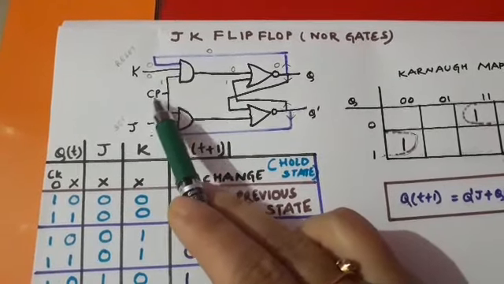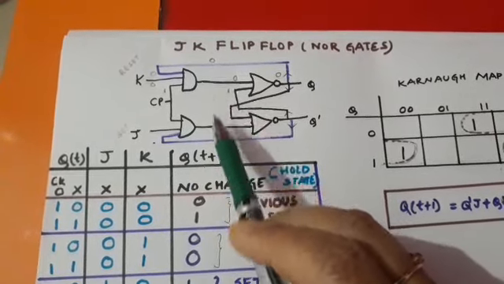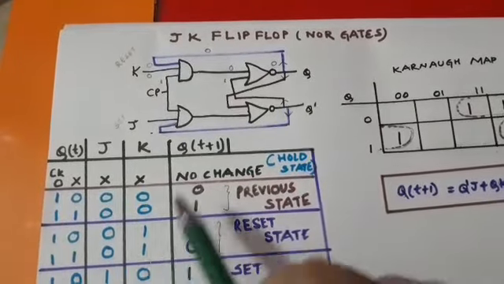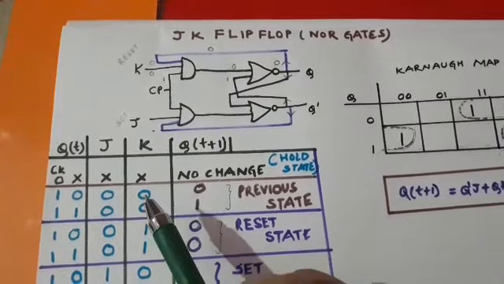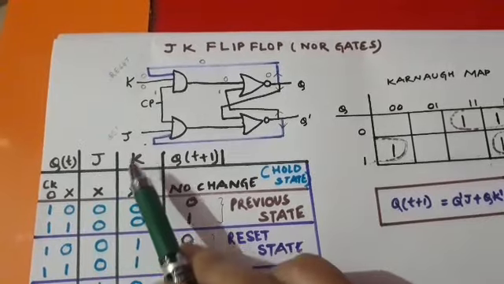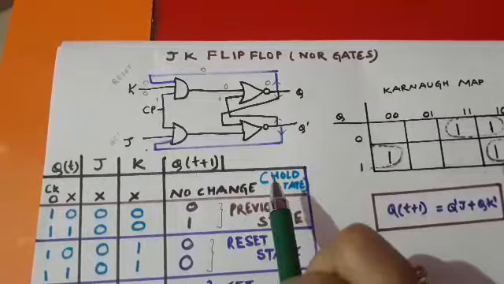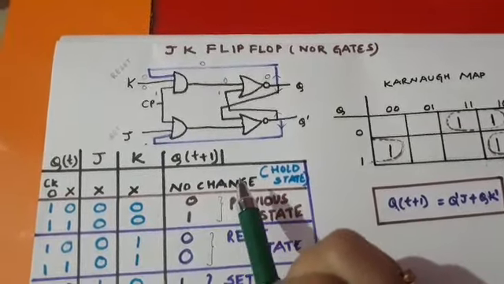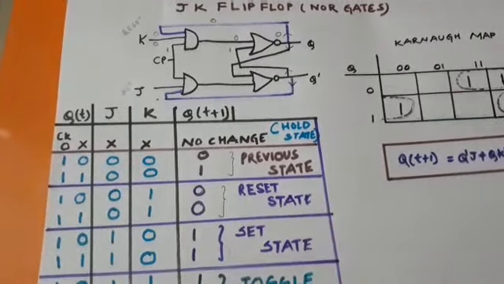As long as this clock pulse is equal to 0, the output will hold the previous state. So we will consider the truth table when the clock pulse is equal to 1. Then only it will give us the valid outputs. That is why, irrespective of whatever the value of J, K, Qt, if the clock pulse is 0, it will show the previous hold state, whatever the previous value was, without any change. So we will consider the truth table only when CP is equal to 1.